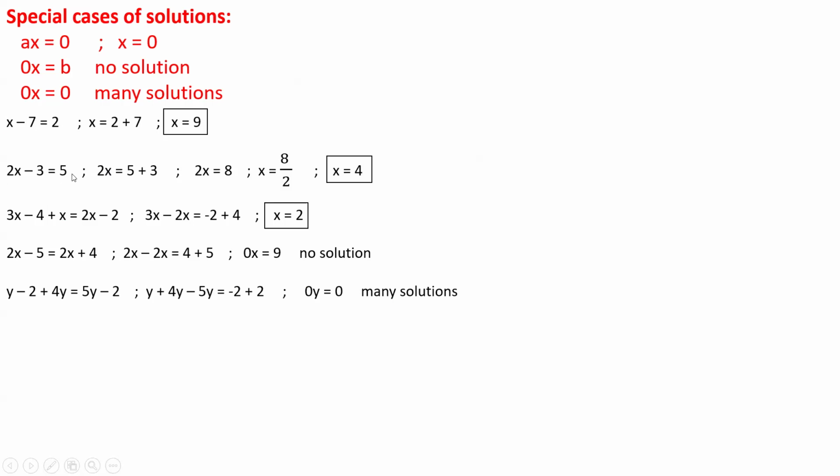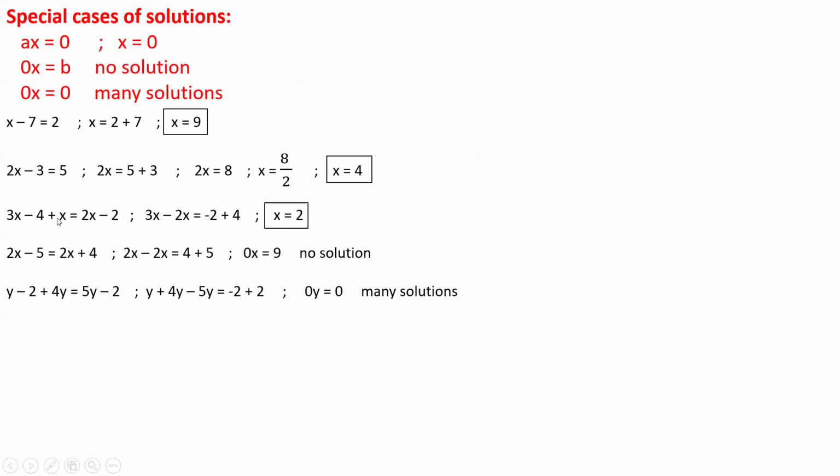2x minus 3 equals 5. So 2x equals 5, and we take the -3, it becomes +3. So 2x equals 8. This is a simple equation form. So x equals 8 over 2, then x equals 4.